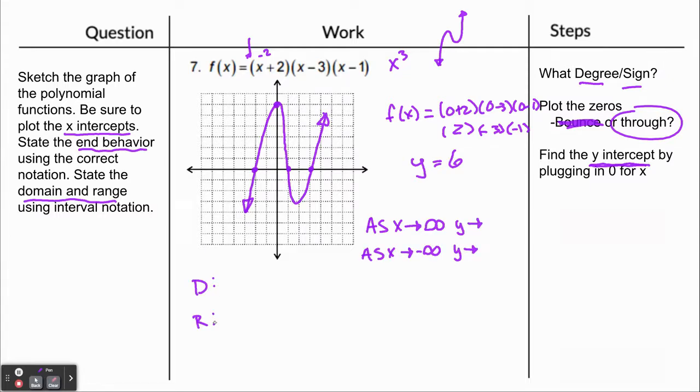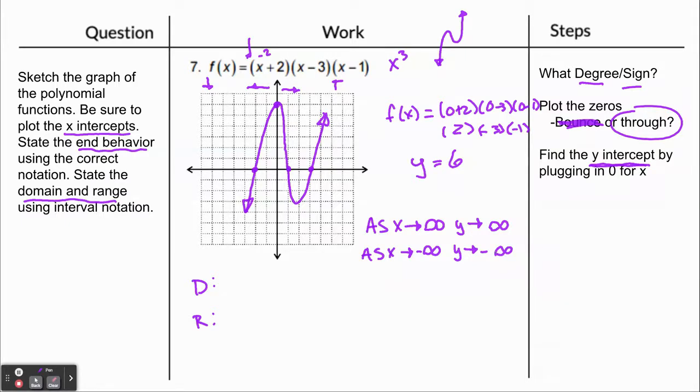So for end behavior, as x goes towards positive infinity, as we go to the right on this graph, it looks like y is going up. So y goes towards positive infinity. As we go to the left on this graph, it looks like the y value is going down. So as x goes towards negative infinity, y goes towards negative infinity.